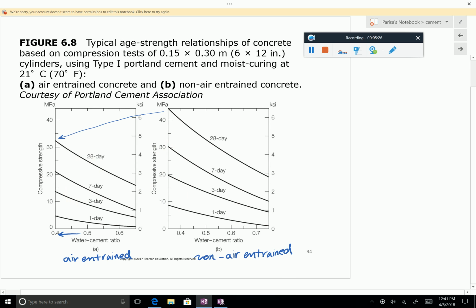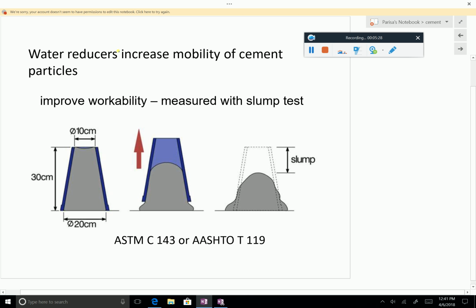So the next one are water reducers. So water reducers, they increase the workability of concrete without changing the water to cement ratio. So there is a test called slump test. You may have seen it in C337 or will see it.